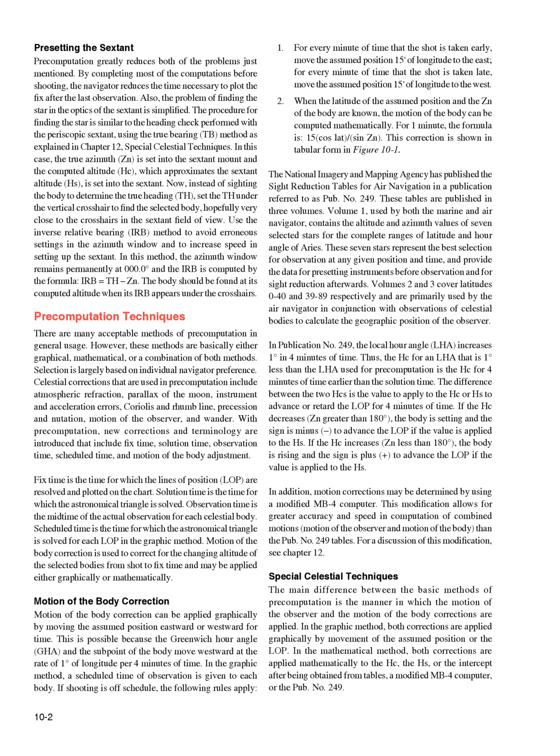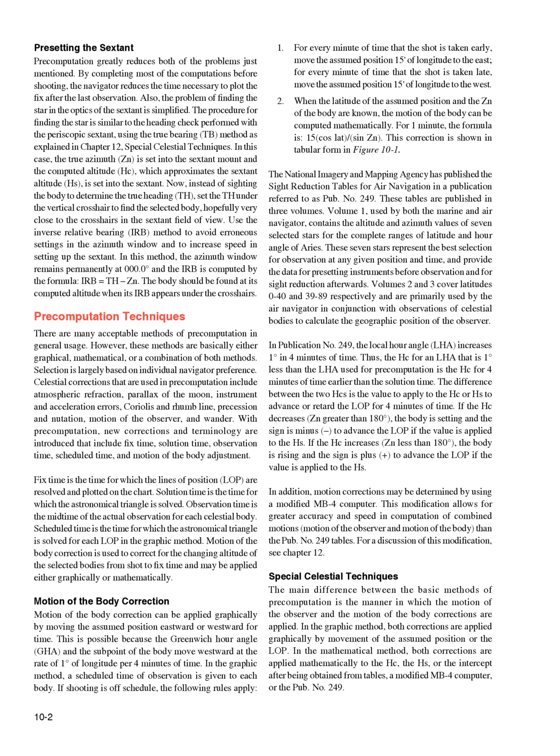Precomputation techniques. There are many acceptable methods of precomputation in general usage. However, these methods are basically either graphical, mathematical, or a combination of both methods. Selection is largely based on individual navigator preference. Celestial corrections that are used in precomputation include atmospheric refraction, parallax of the moon, instrument and acceleration errors, Coriolis and rhumb line, precession and nutation, motion of the observer, and wander.